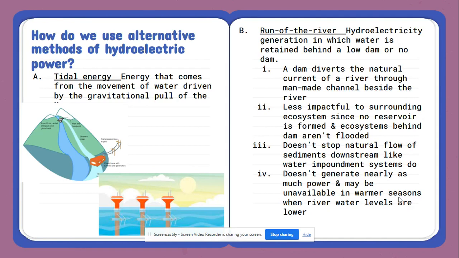Now, we have alternatives to hydroelectric besides damming a river, and we can use tidal energy. This is going to be harnessing the actual movement of typically the ocean water that is driven by the gravitational pull.